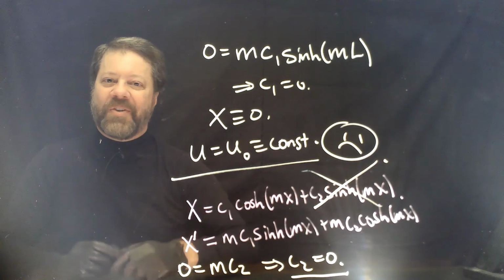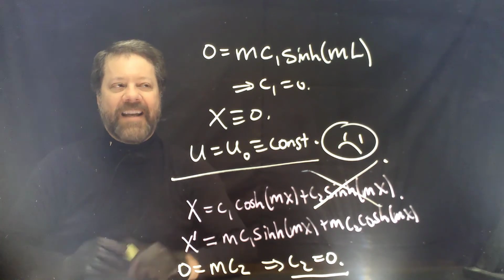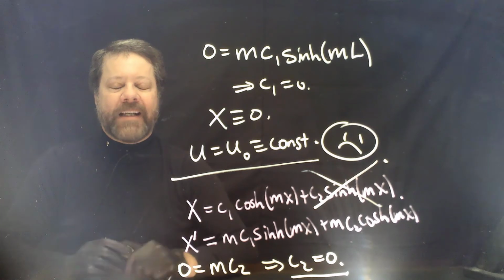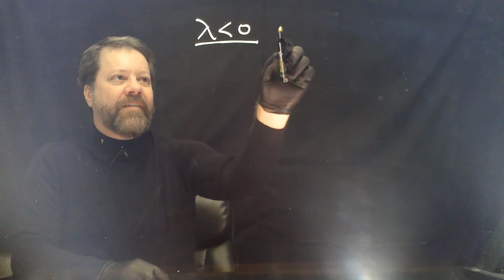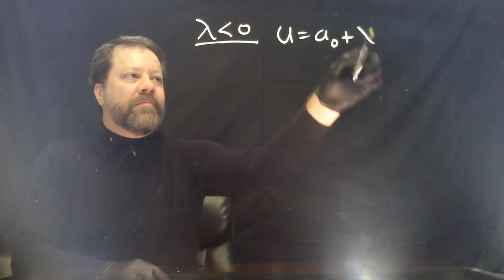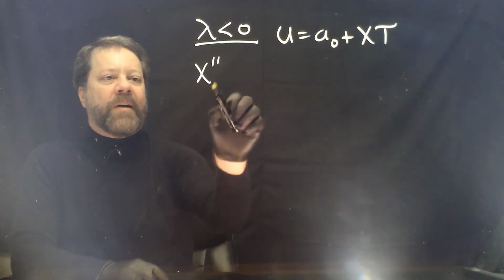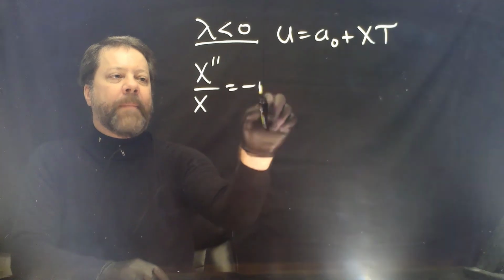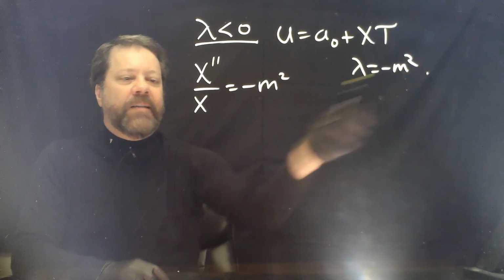Well, there's only one more option by trichotomy. That better be the right one. And when you think about heat problems, you kind of expect that constant lambda to be negative. So let's have lambda less than 0. We'll have X prime prime over X equals minus m squared. We'll assume that lambda is minus m squared.